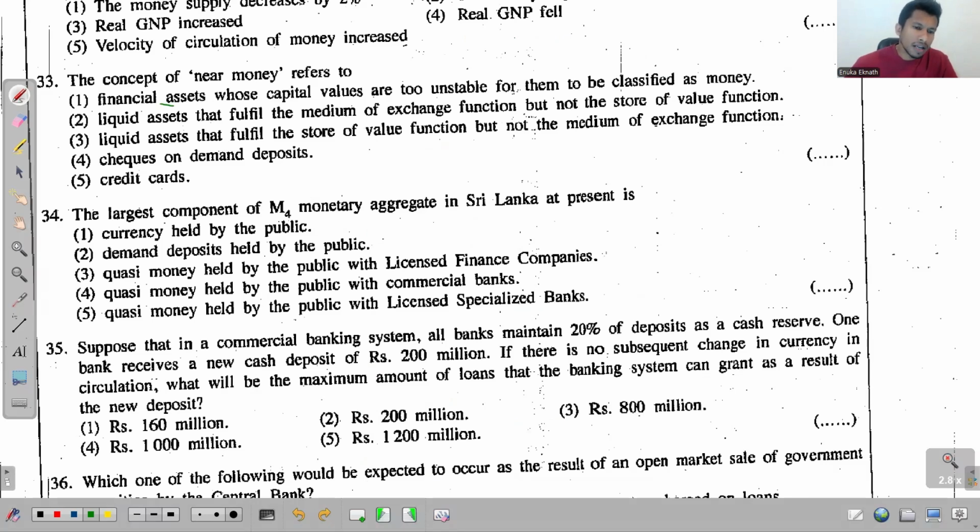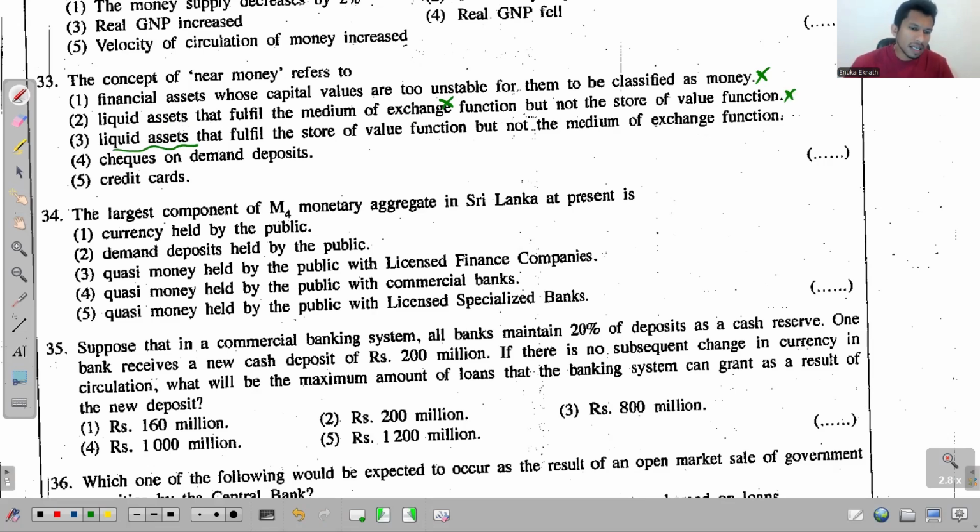Right. The first one says financial assets whose capital values are too unstable for them to be classified as money. So there's no meaning for this given sentence, and I can explain that. The second one, liquid assets that fulfill the medium of exchange function. No, near money will not act as a medium of exchange, and we saw that in the tutorial. But not have the store value function. No, they have this store value function. So the statement given is wrong.